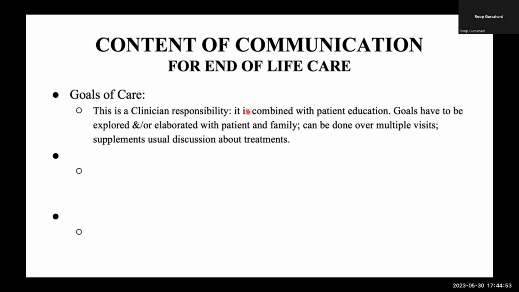This is something that we actually routinely do. We combine it with patient education, and these are discussed with the patient and family. It's almost like educating them about what is happening, what will happen, how will it go, and so on. It is done over multiple visits, and it supplements the usual discussion about treatments.